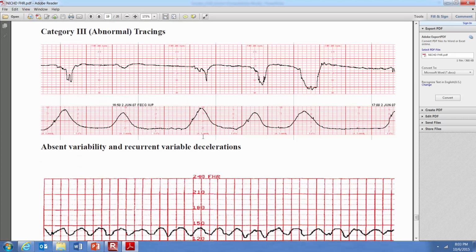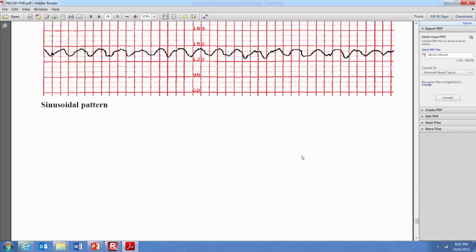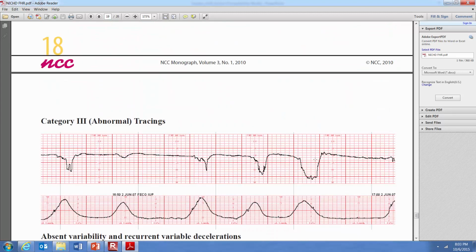This is category 3. Now, remember I told you sinusoidal pattern is very distinctive. You won't miss it. You will know it when you see it. You will see it and you know it's bad. This is bad. This is a sinusoidal pattern. Okay? Get her delivered. Okay? Now, we saw category 1. Okay? Variable decels.